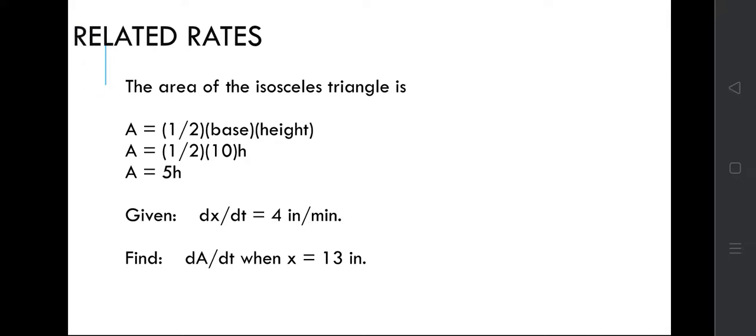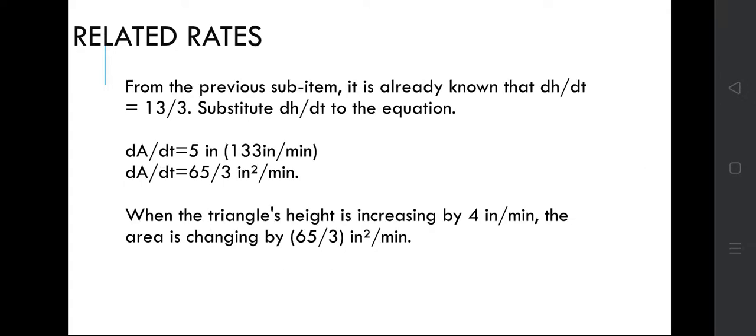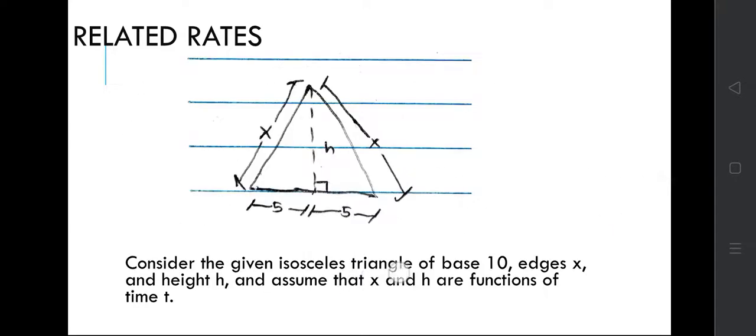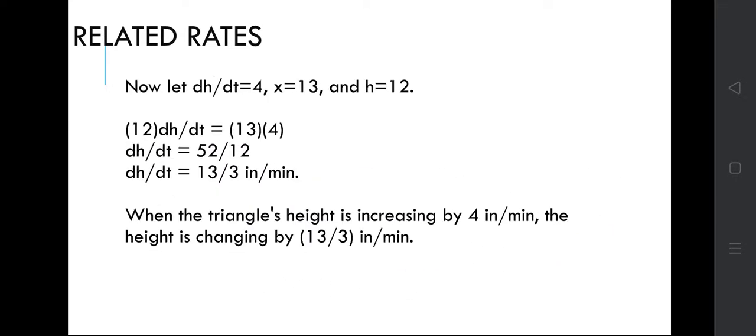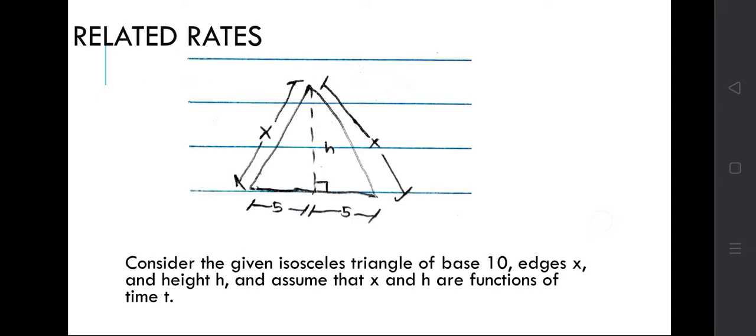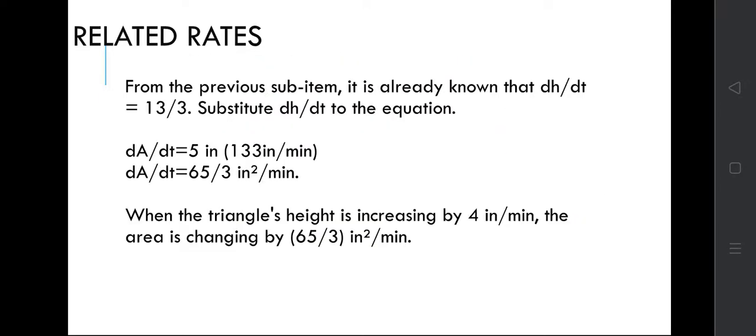So the given values here are dx over dt is equal to 4 inches per minute. And ang kailangan nating mahanap is dA over dt when x is equal to 13. Capital A kasi capital A ang area. From the previous sub-item, nahanap na natin yung rate ng h, which is equal to 13 over 3. So, substitute na lang natin yung dh over dt into the equation.